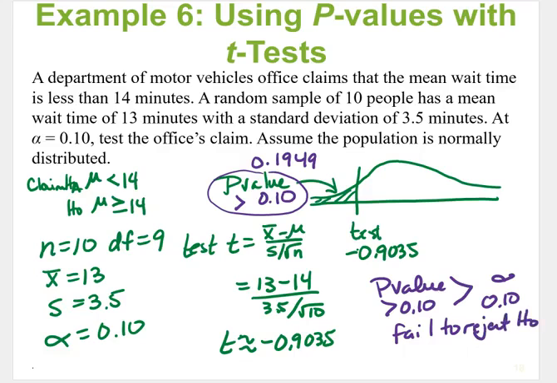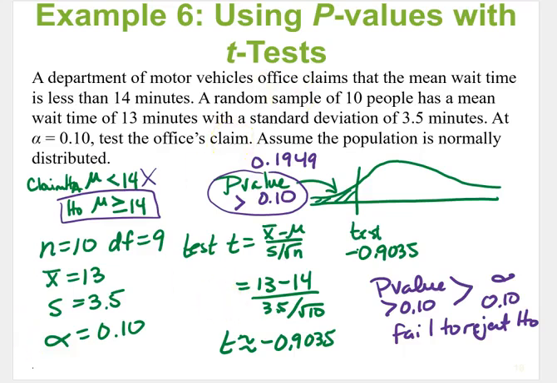All right, so when I write it in words, I'm failing to reject the null, right? I can't say this is wrong, so that doesn't help my claim. So that's not good news for my claim. So there is not enough evidence to support the claim that the mean wait time is less than 14, unfortunately. I can't reject that null. So that means I don't have enough evidence to support my claim at all.